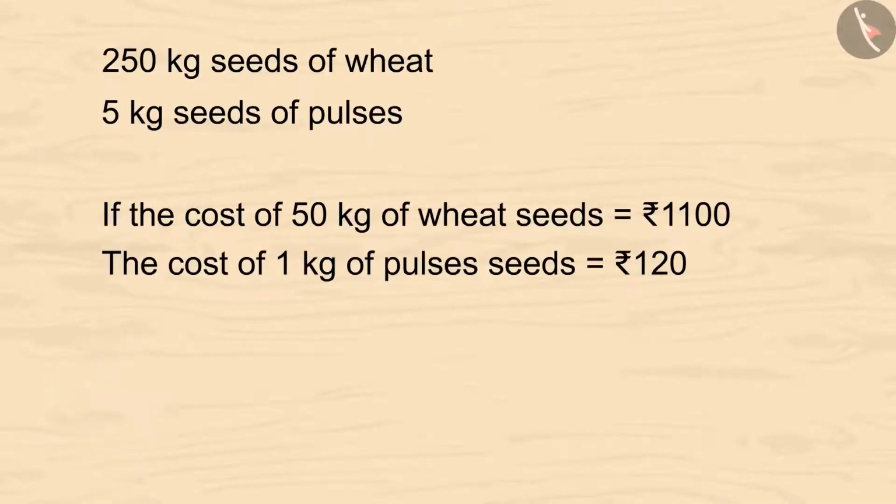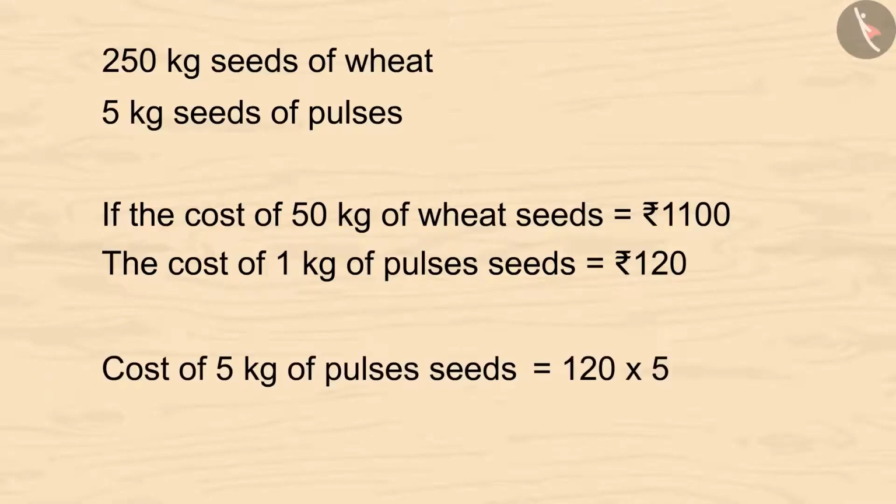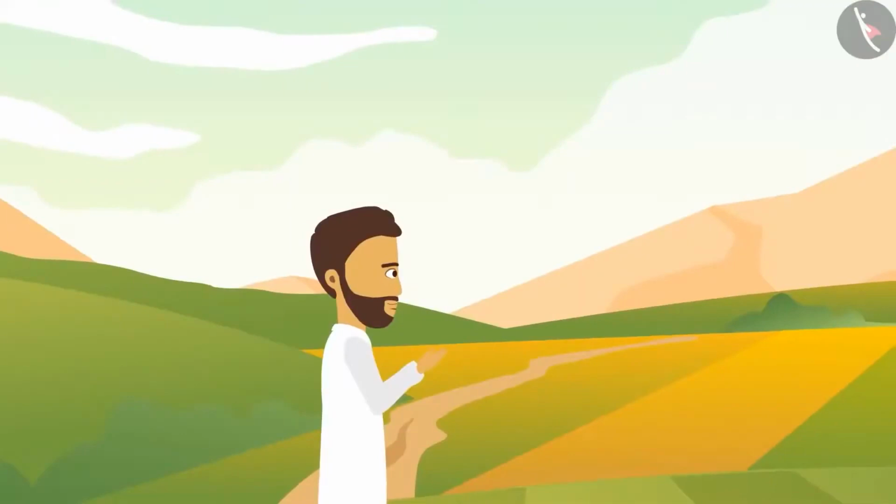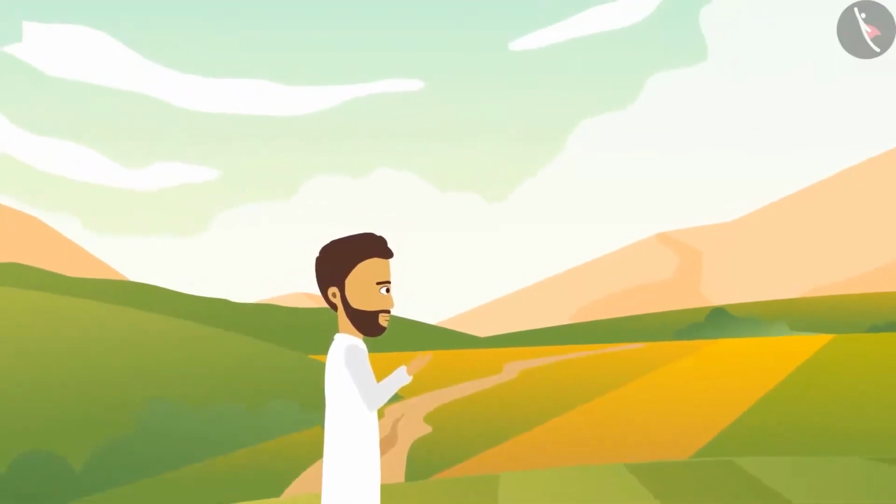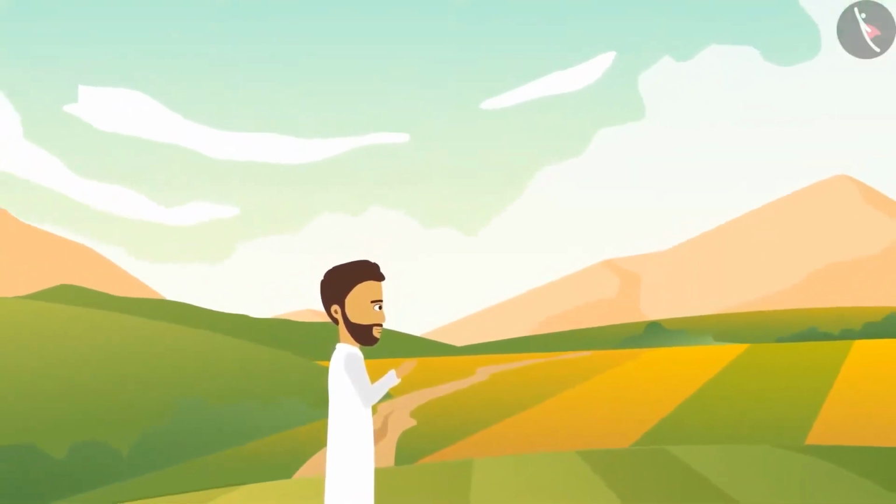The cost of 1 kg of pulses seeds is 120 rupees. So, the cost of 5 kgs would be 120 multiplied by 5, 600. Kareem spent 600 rupees on pulses seeds. So Kareem bhai has bought the seeds and now is thinking how to sow them.